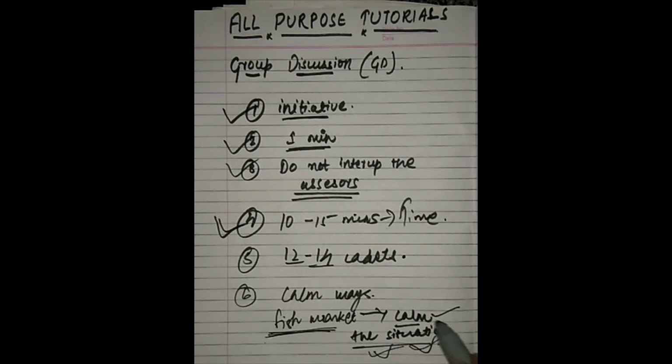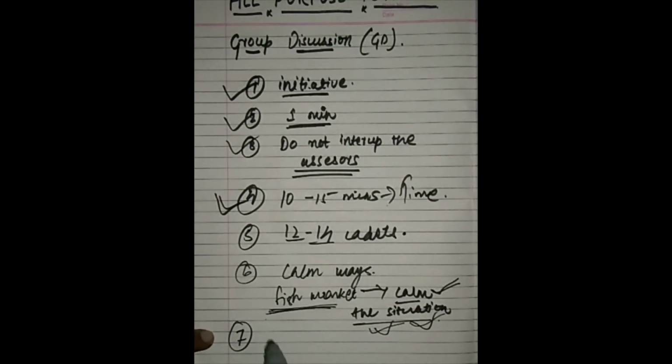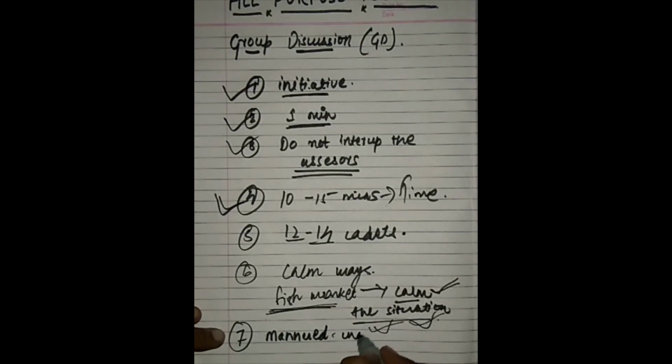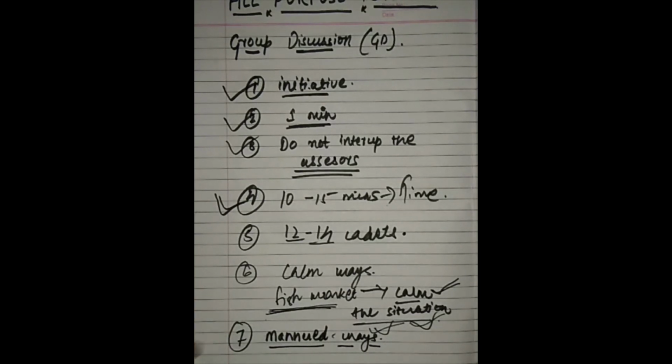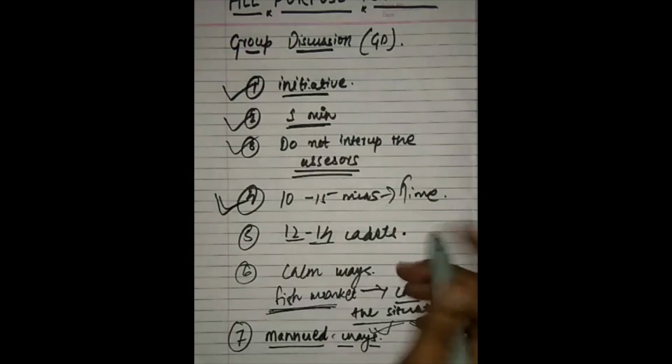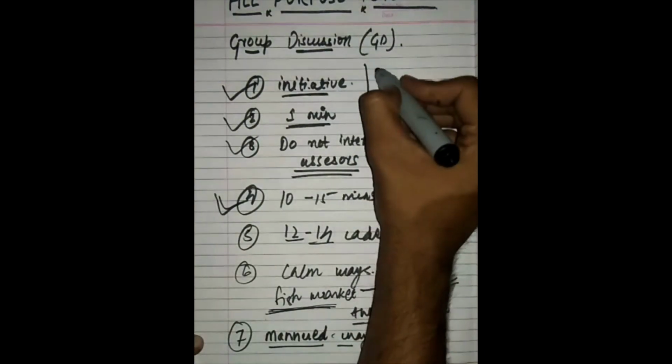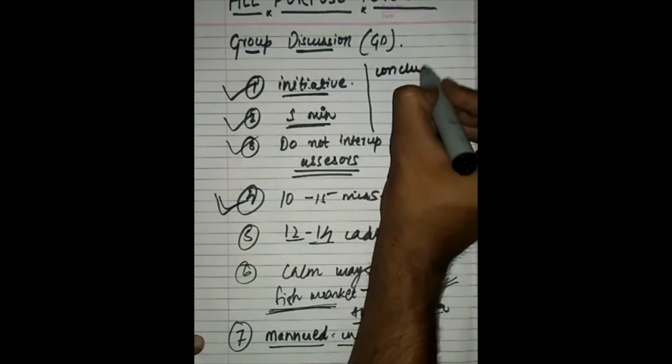Just calm down the situation there, and ask every cadet to do the GD in a mannered way, so that all cadets can also get a feel that you all are doing something to become an officer in the Indian Army. So these are some points, and after that, just conclude the story.